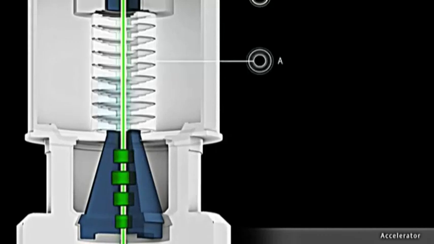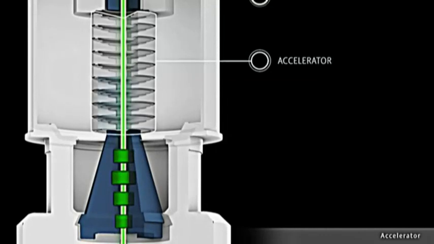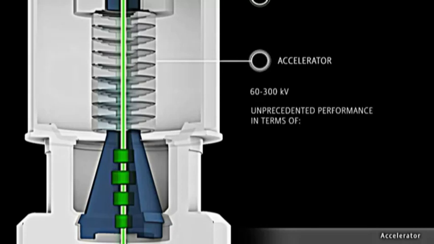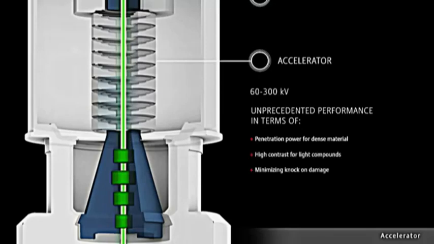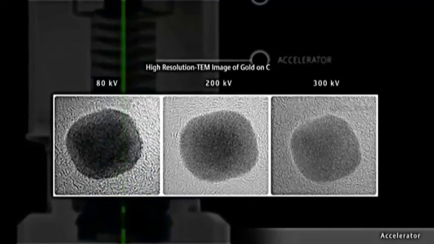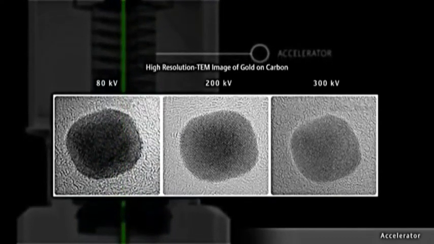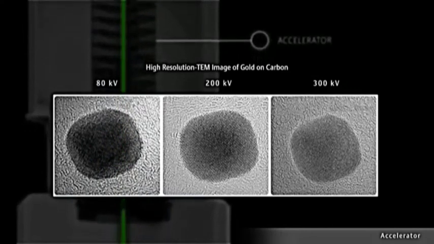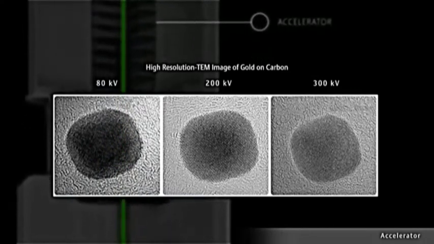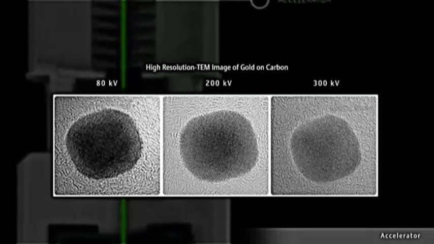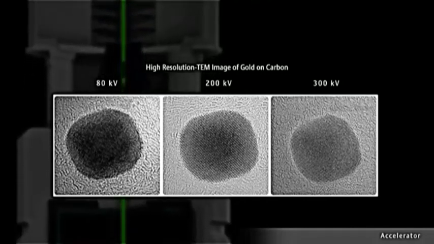Beyond the monochromator is the accelerator, with the broadest commercially available acceleration voltage range of 60 to 300 kilovolts. The accelerator's voltage range provides unprecedented performance on any material in terms of penetration power for dense material, high contrast for light compounds, and in minimizing knock-on damage of beam-sensitive samples. This technology, in combination with CS correctors for STEM, delivers unprecedented atomic resolution performance for structural research across the entire acceleration voltage range of 60 to 300 kilovolts.